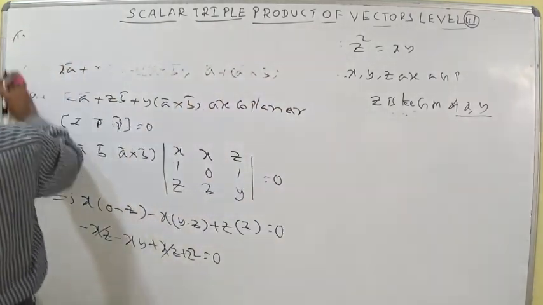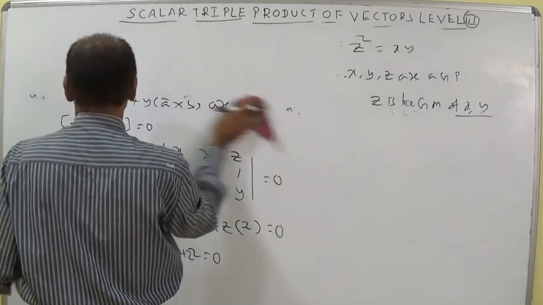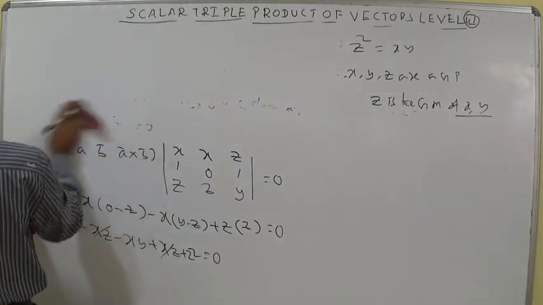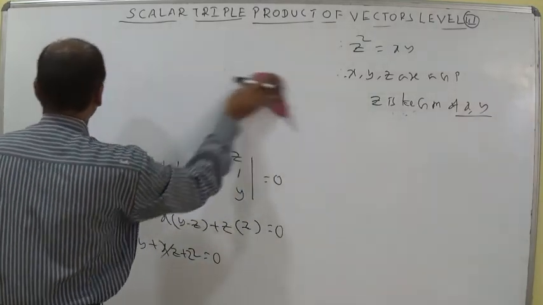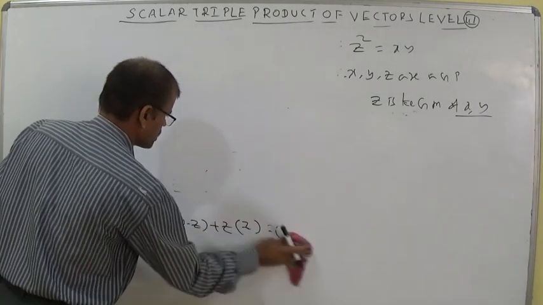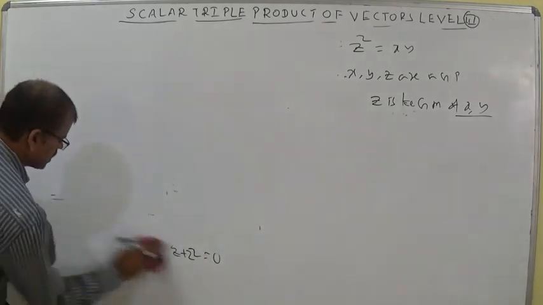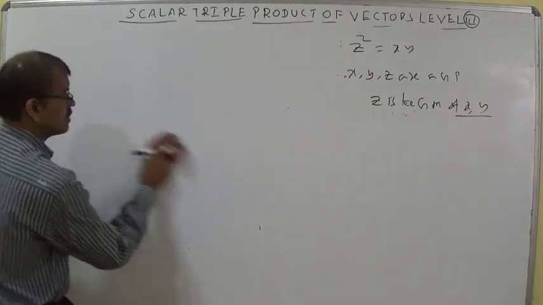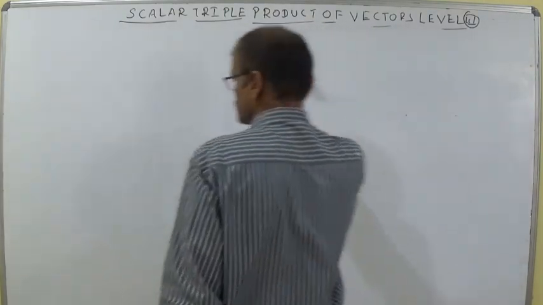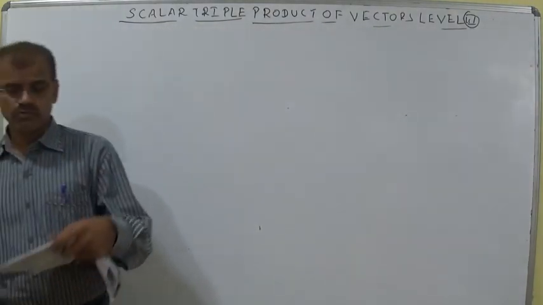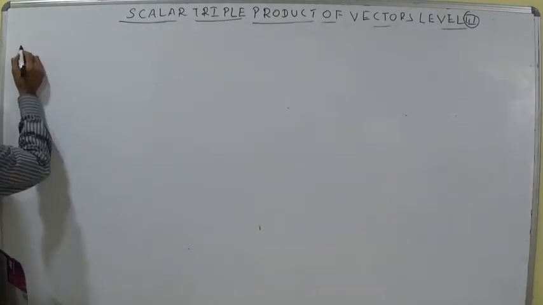12th question completed. Now let us discuss the 13th question. A bar, B bar, C bar are given, and it says ABC form a right-handed system. Right-handed system means box ABC should be positive. Left-handed system means box ABC should be negative. 13th question.